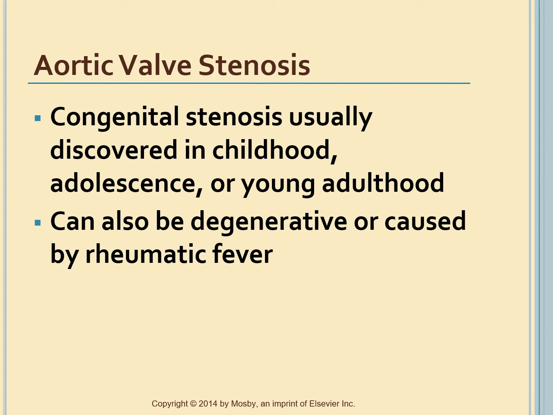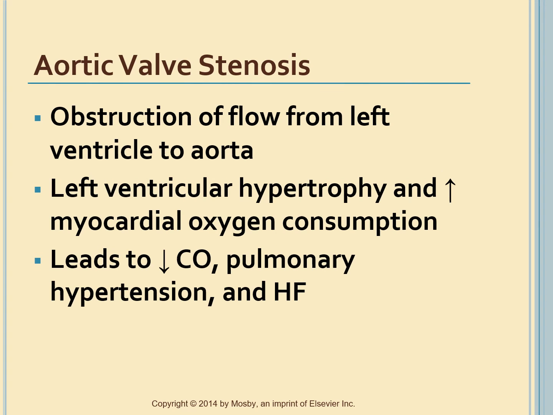So many times this is congenital, or if it is seen in older adults, it is related to degeneration or due to untreated rheumatic fever. But again, we really don't see rheumatic fever that much anymore because we have fabulous antibiotics. So what's going on in the heart? So with aortic valve stenosis, there is an obstruction of blood flow from the left ventricle out through the aorta.